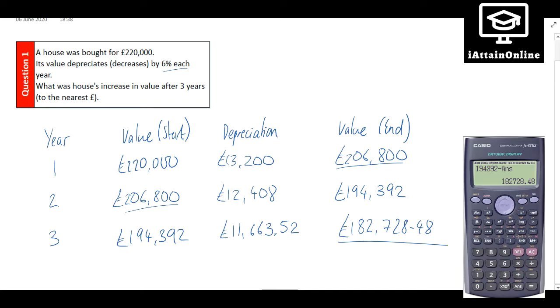If I just want to demonstrate a point here, if you found out 6% of 220,000, divided by 100, times that by 6 to get that 13,200, and then multiplied it by the number of years, you're assuming that the house loses the same value each year. This would give you your total decrease in value.